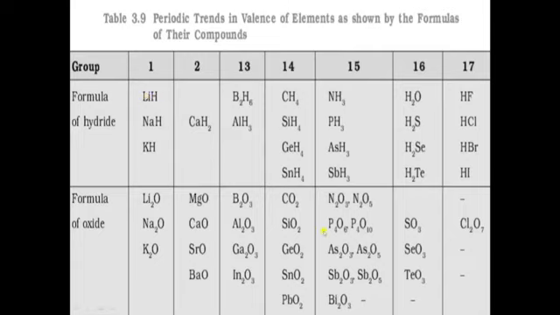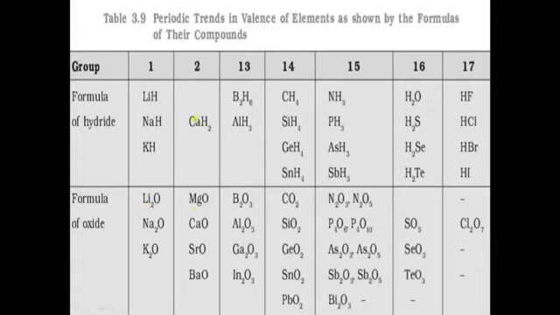Now these are the oxides which are formed by these elements. When lithium combines with oxygen, it forms Li2O, lithium oxide. Here oxygen is showing -2 oxidation state and lithium is showing +1 oxidation state. And calculation of oxidation state we will learn in chapter number 8, that is redox reactions.